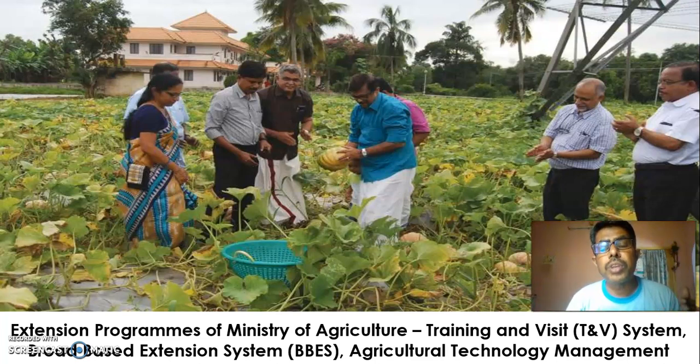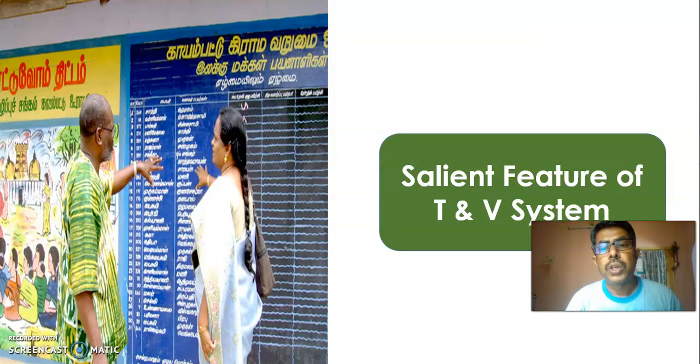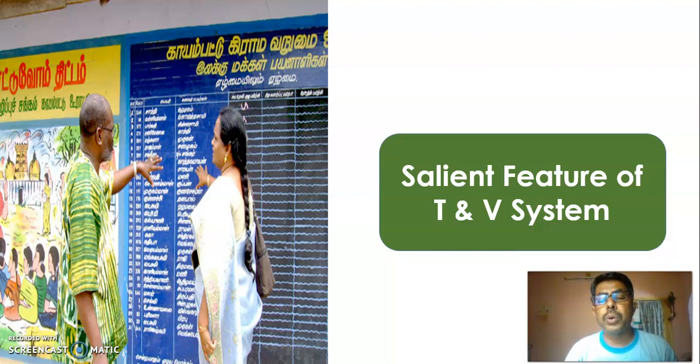So in this class we are going to see the salient features of the training and visit system which contributed positively to helping Department of Agriculture people deliver technology transfer to the farmers. The salient features of the training and visit system are the most important. There are seven features which are distinct and differentiate the existing extension system from this training and visit system. So those are the salient features we have to understand.